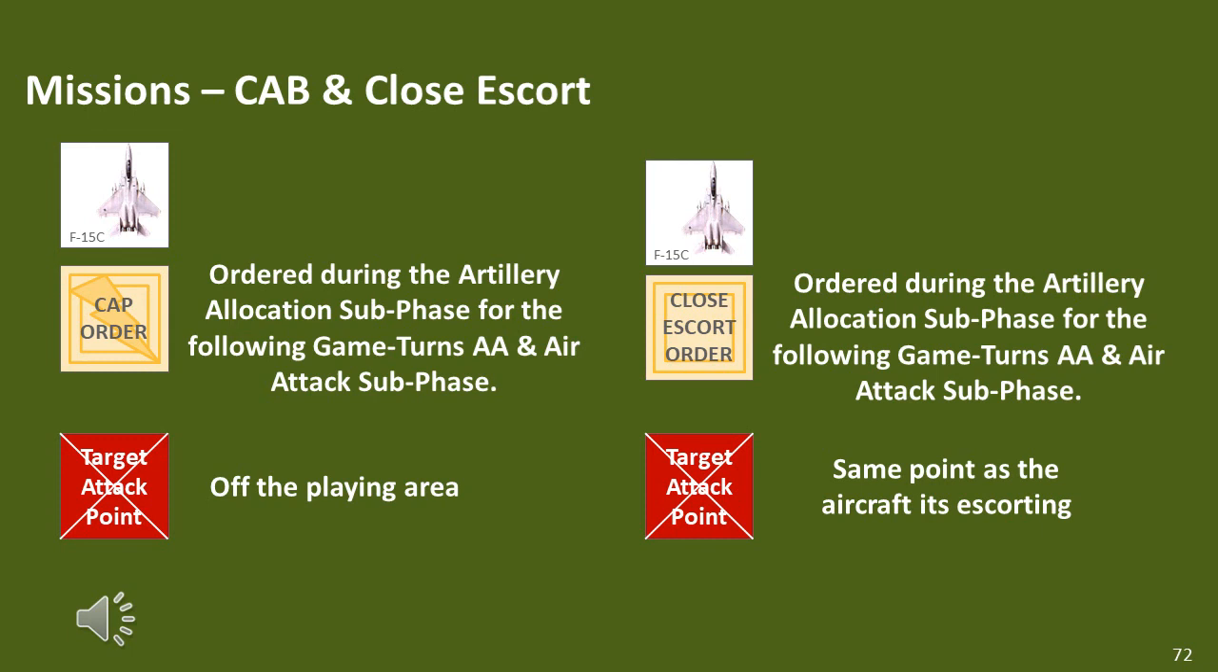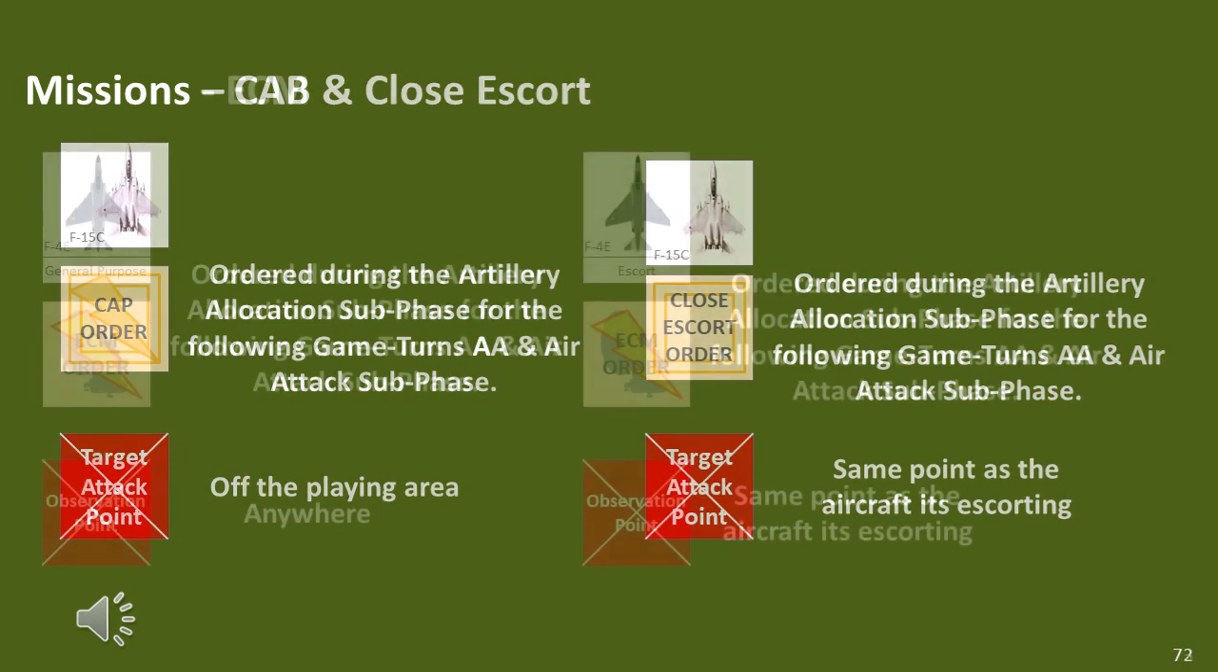A close escort mission order issued during the game must have an attack point set at the location of the aircraft it is escorting. CAP and close escort mission orders are set during the phasing aircraft allocation subphase, and they are executed the following game turn during the anti-aircraft and air attack subphase. CAP and close escort mission orders can be sent to aircraft on the friendly player edge or aircraft which are in the sortie wait period.